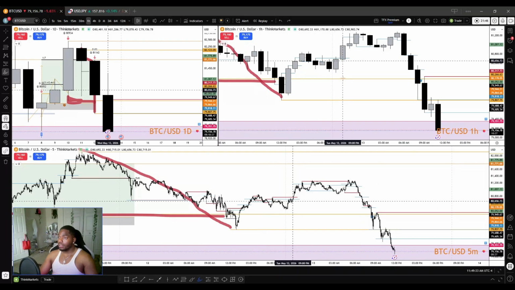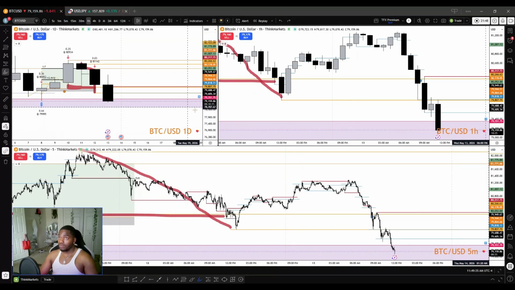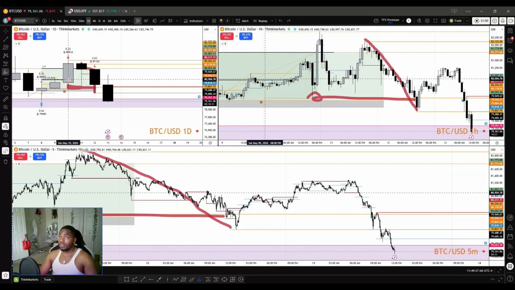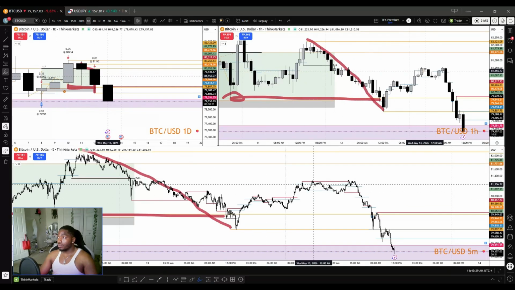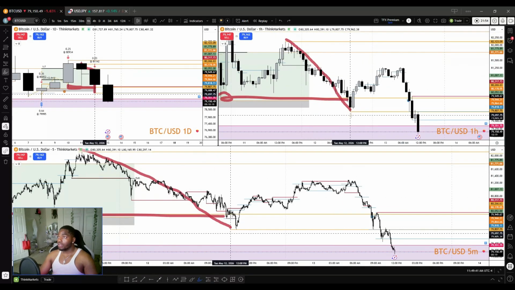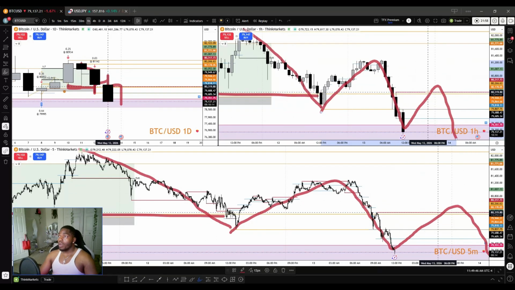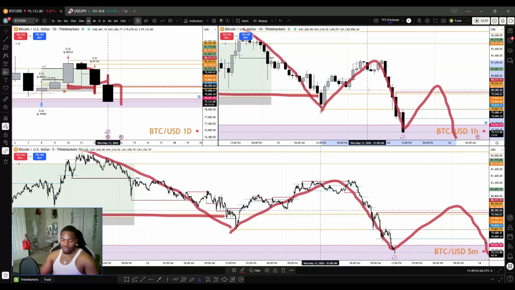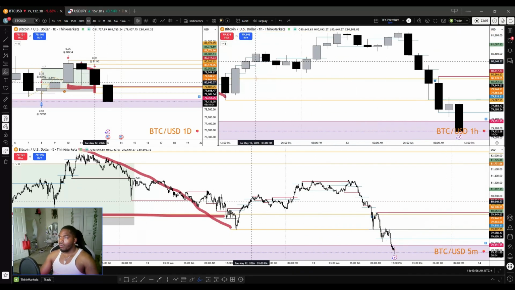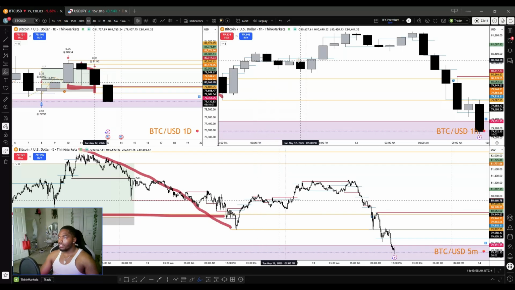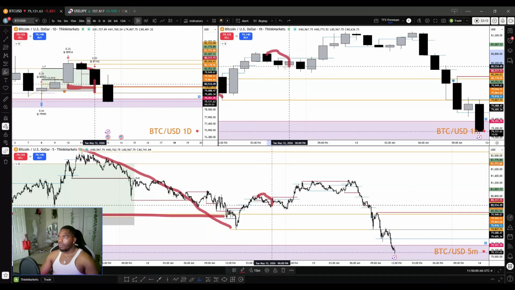The point is that now what I'm looking for is, because the 1 hour and the daily are not lining up with each other, I'm going to focus on following the 1 hour structure. If I have a 1 hour candle closure that's bearish and the 5 minute lines up with that as far as bearish structure, I'm going to trade the shorts. So I would have started getting involved again right around here.